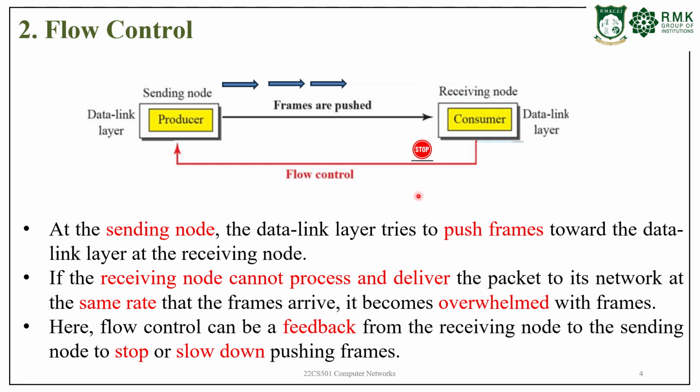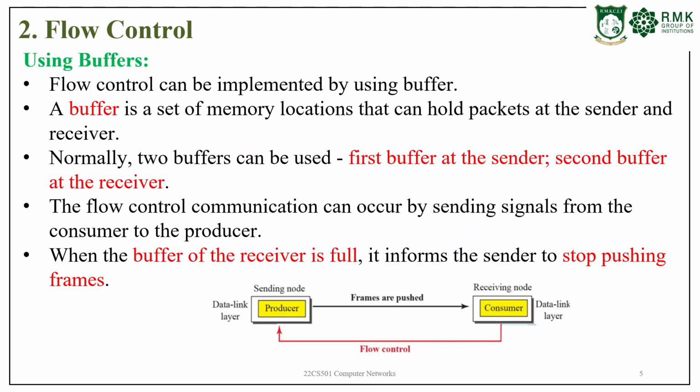So now here we can just observe what is happening. The sending node is continuously going to push the frames to the receiver's end. If the receiver is not able to process at a particular point of time, it will not be able to deliver the packets to its network at the same rate at which the frames arrive. Hence, flow control is in the form of feedback from the receiving end to the sending end, asking it to stop sending frames. You can observe in the presentation how it is done. It is going to send a stop signal.